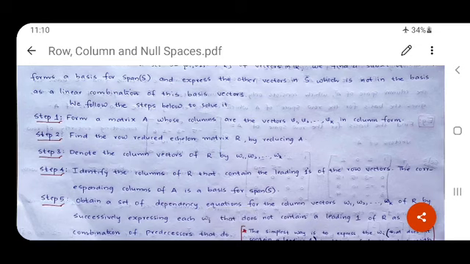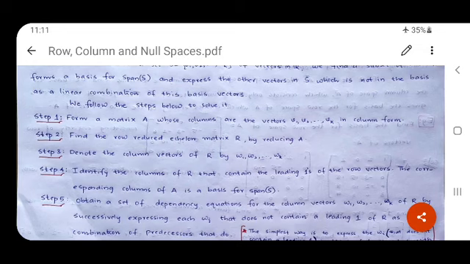Step 1 is to form a matrix A whose columns are the vectors v1, v2, ..., vk. So we write v1, v2, ..., vk in column form and form the matrix A. Then find the row reduced echelon matrix R by reducing A. Then denote the column vectors of R by w1, w2, ..., wk. Then identify the columns of R that contain the leading ones of the row vectors. The corresponding column vectors of A form a basis for the span of S.